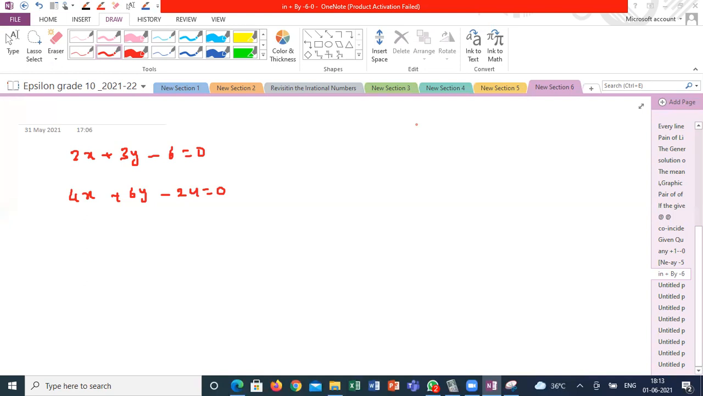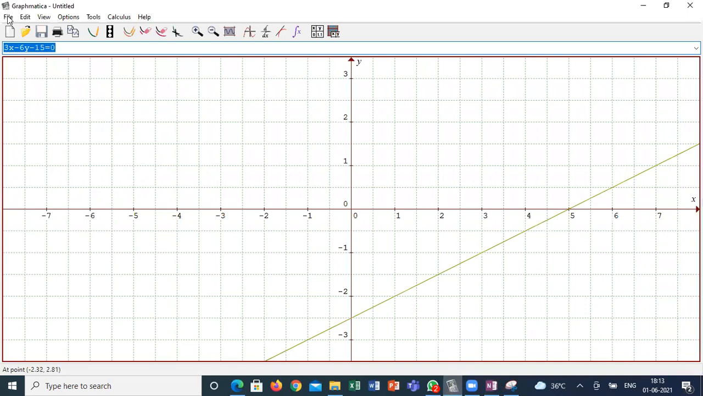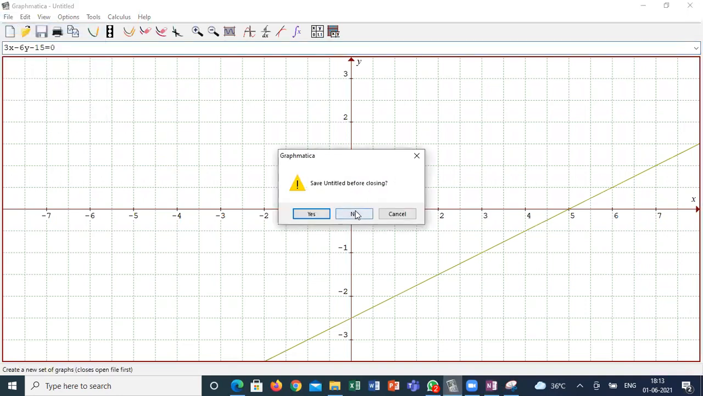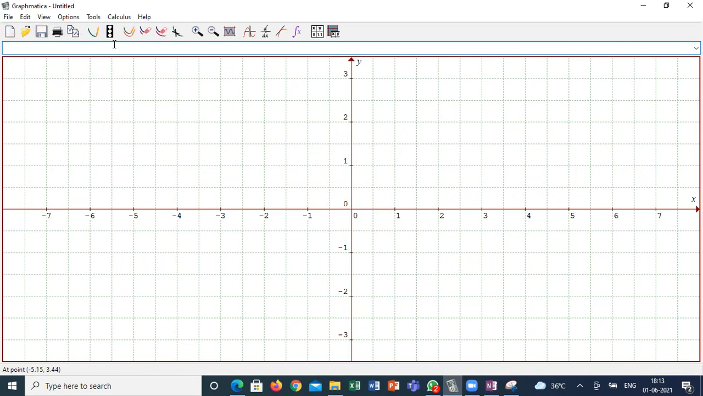Sir, these two equations do not have any common solutions, because the lines in the graph are parallel to each other. Let's see, using this software, whether it is parallel or not. What is the first equation, madam? 2x plus 3y minus 6 is equal to 0. This is one equation, correct? Second equation is 4x plus 6y minus 24 is equal to 0.